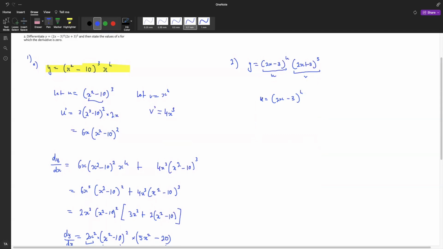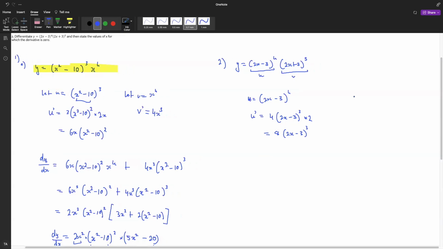It has a power of 4, so that means our derivative of u is going to equal 4. We bring the power down, reduce the power of this expression by 1, and then multiply that by the derivative of whatever's inside, which is just 2. Okay, so this just becomes 8 times (2x minus 3) cubed.